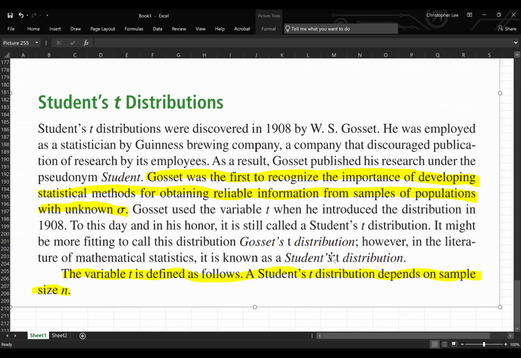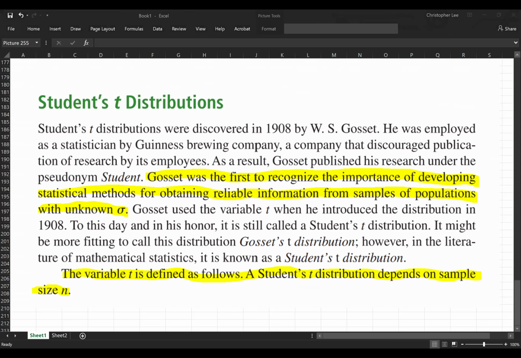The variable T is defined as follows. A student's T distribution depends on the sample size N, right? And, woo, missed the good part.